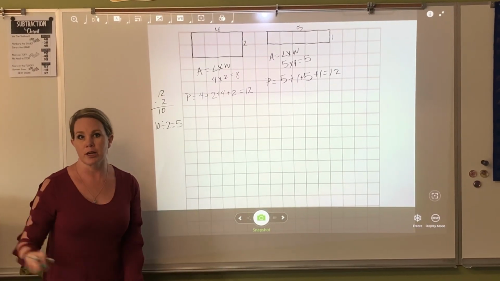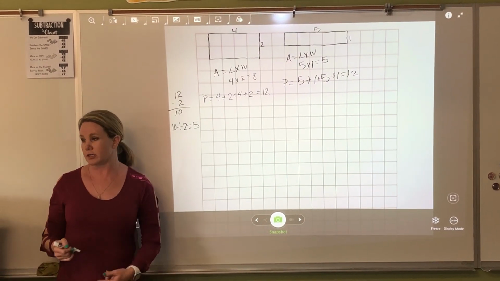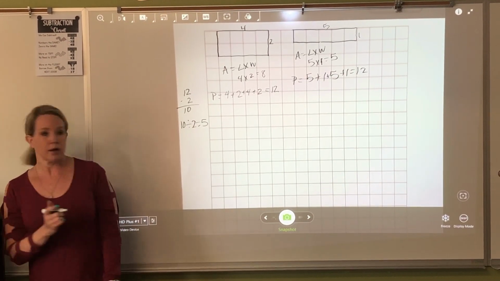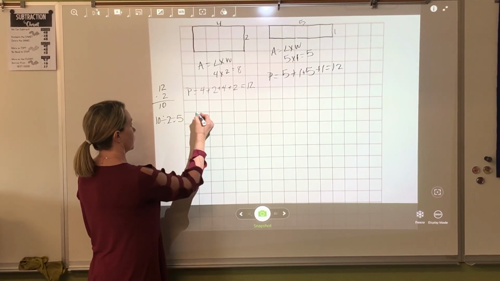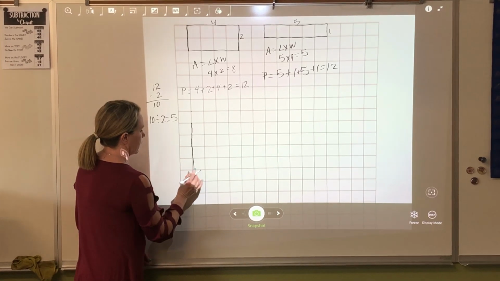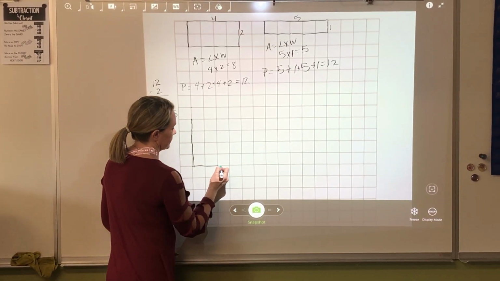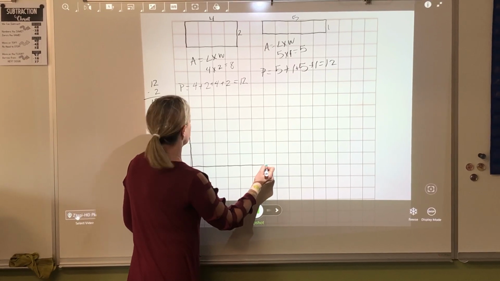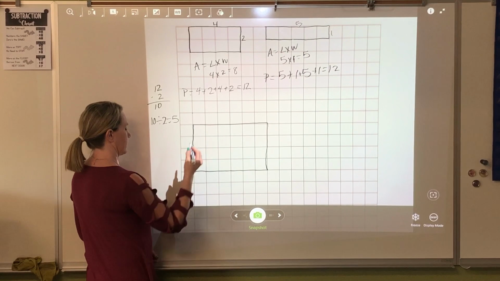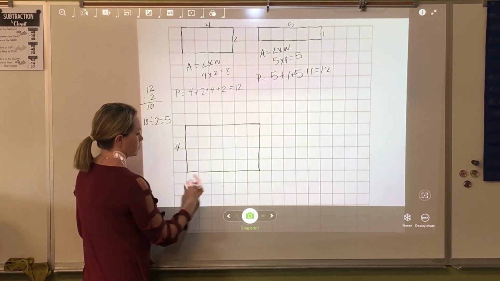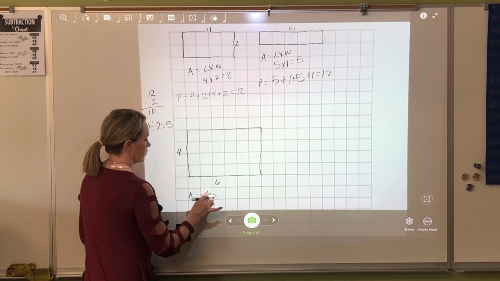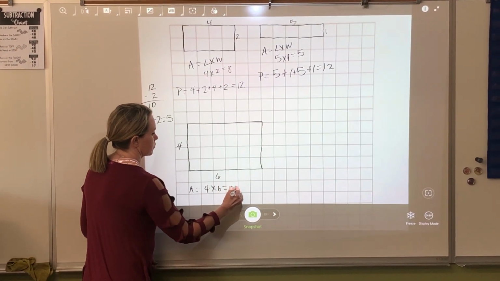Now I'm going to look at shapes that have the same area and different perimeters. This one, I have a 4 by 6. So I'm going to go down 4 and across 6. And then finish my fence so my dog cannot get out. Down 4 squares, across 6. My area is going to be 4 times 6, which is 24.